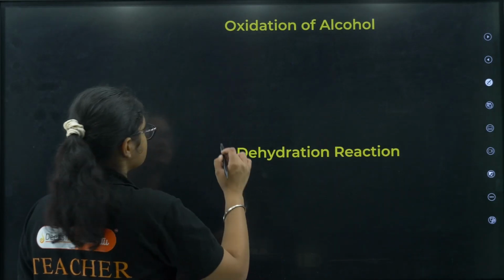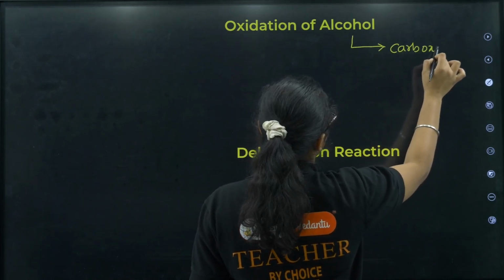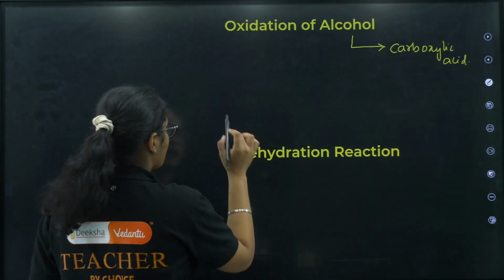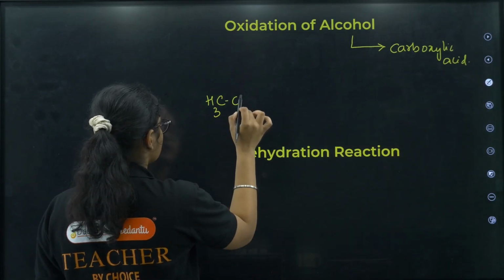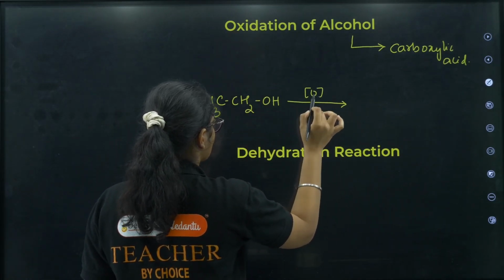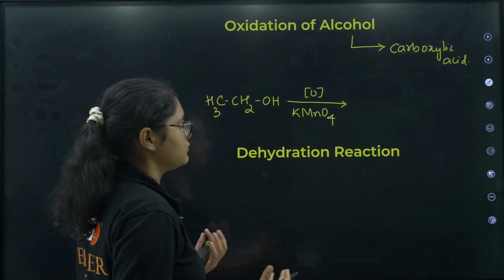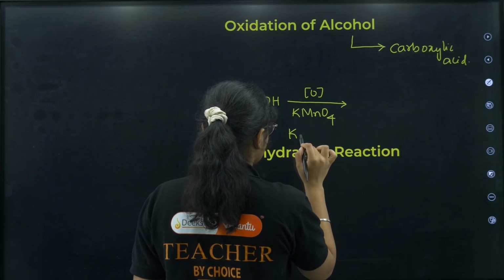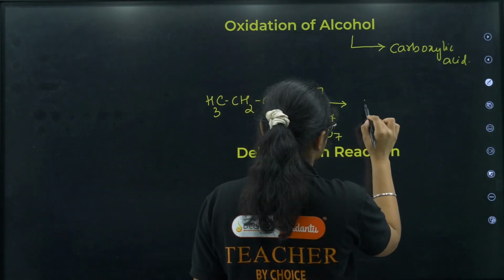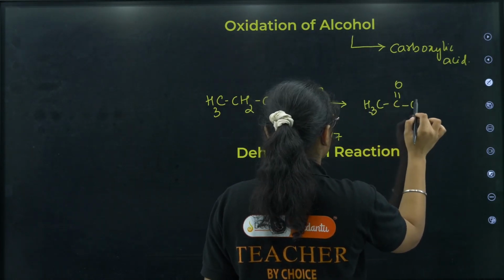So in oxidation of alcohols, alcohols get oxidized to form carboxylic acid. So we have CH3CH2OH in presence of oxidation. Here we can use any oxidizing agent like KMnO4 or K2Cr2O7, and that will give you acid. So you will get CH3 C double bond O OH.